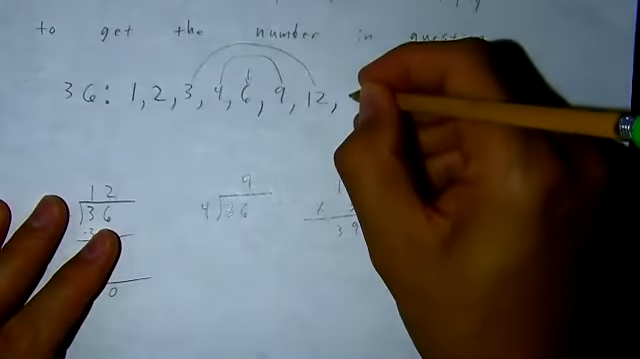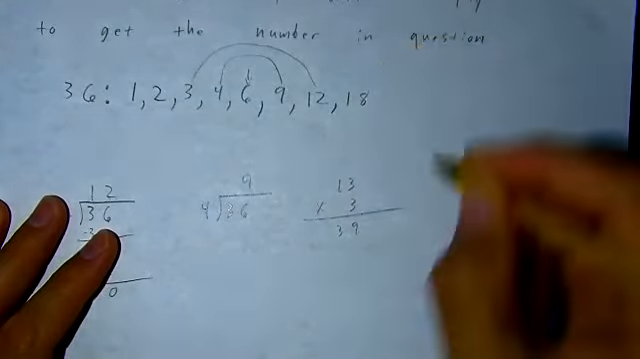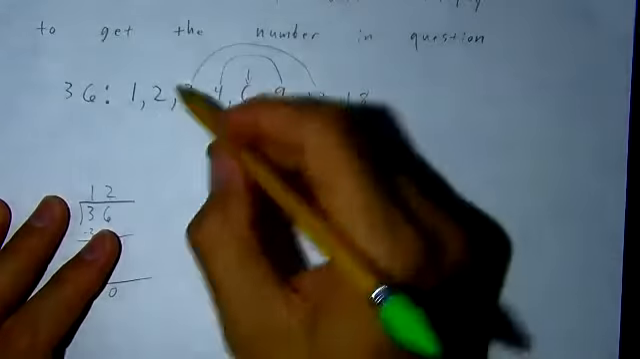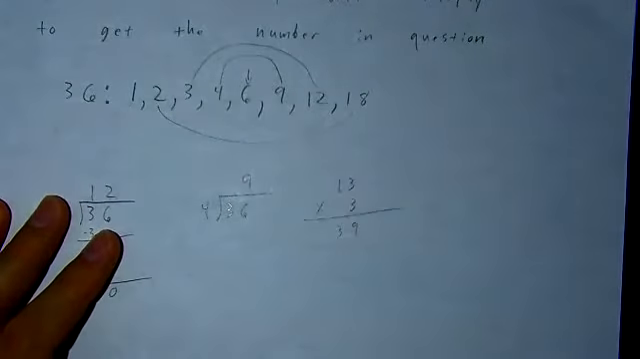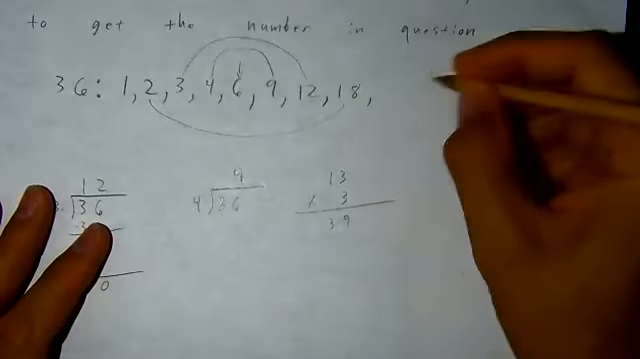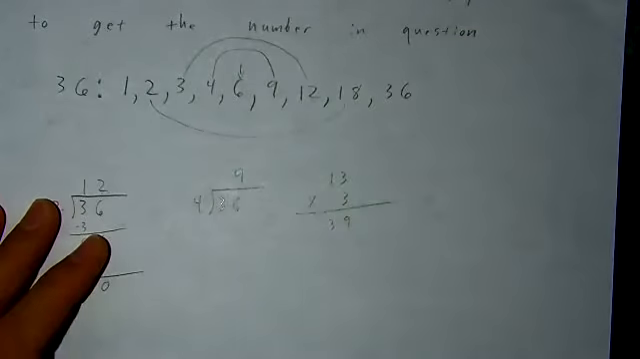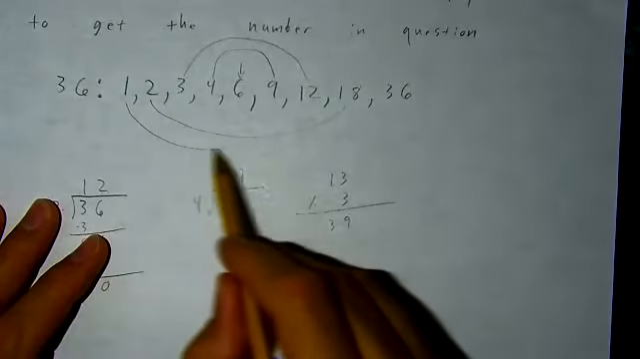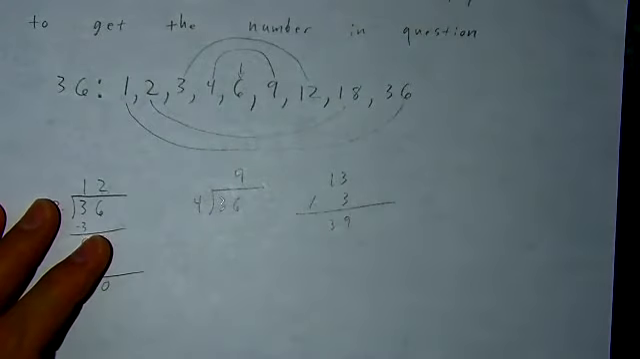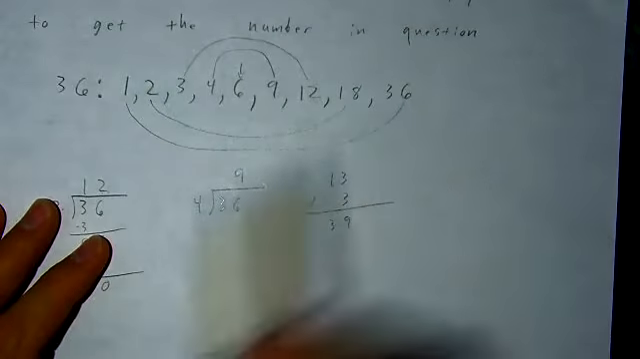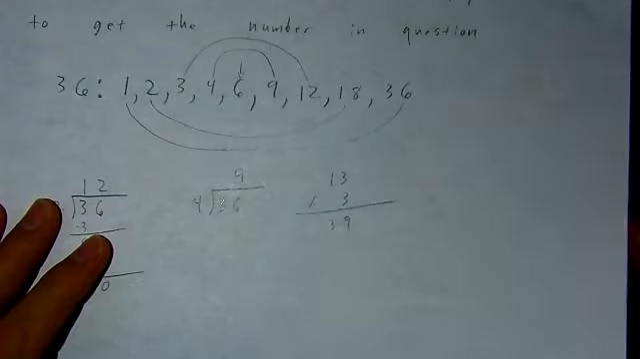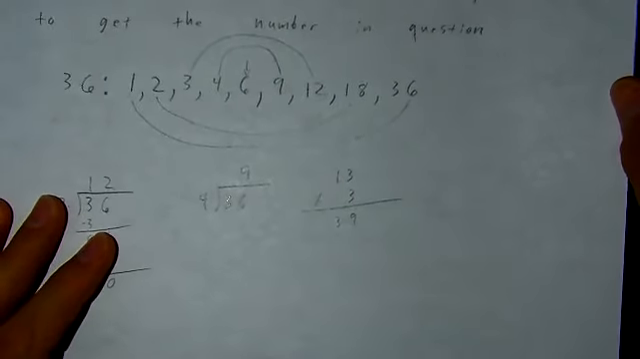So 2 actually gets multiplied times 18 to get 36. And then the last number is always the number itself. 36 will go into 36 one time. So you always have at least 2 factors, 1 and yourself. So those are all the factors of 36.